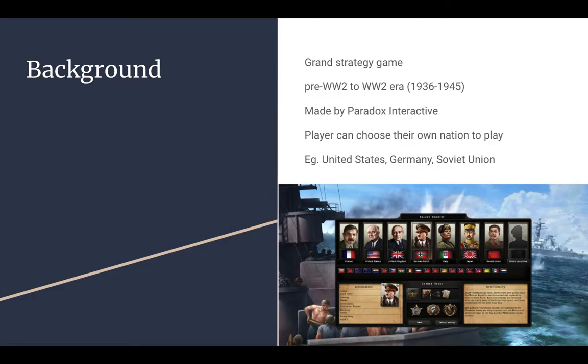Hearts of Iron 4 is a grand strategy game set in the pre-World War II to World War II era, from 1936 to 1945. It is a game made by Paradox Interactive, in which players can choose their own country to play as, for example, the United States, Germany, or the Soviet Union.